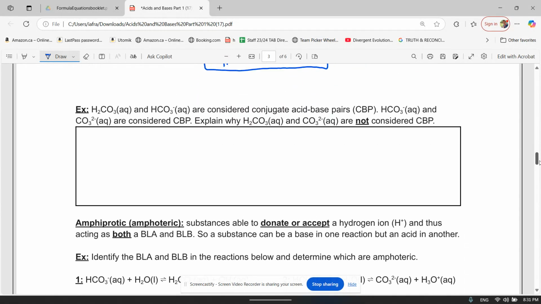Our next practice question is: H2CO3 (aq) and HCO3 minus (aq) are considered conjugate acid-base pairs, CBP. HCO3 minus (aq) and CO3 2 minus (aq) are considered CBP. Explain why H2CO3 and CO3 2 minus are not considered CBP. So why are these two not considered CBP? But this and this are, and this and this are. But these two are not.